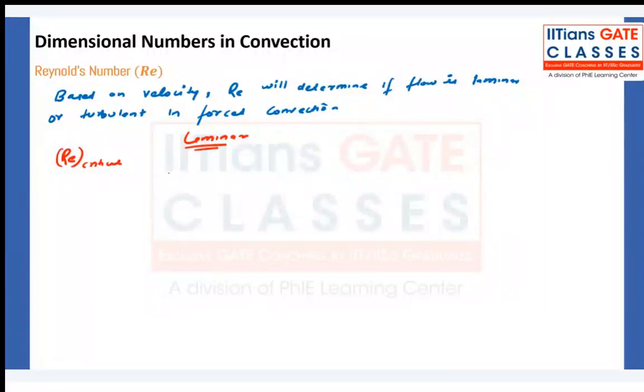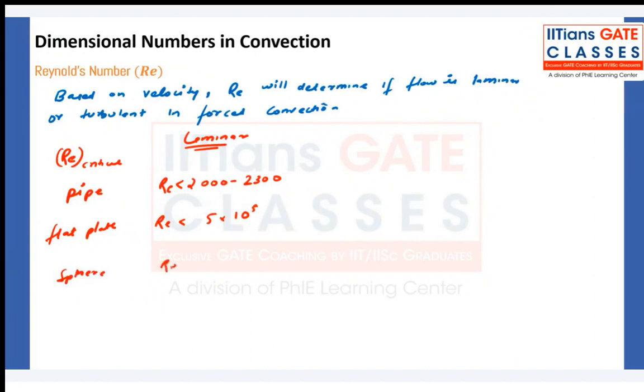So let's talk about pipe. If we are talking about duct or pipe, then Reynolds number should be less than 2000. Sometimes this number is 2300. For flat plate, it should be less than 5 into 10 to the power 5. And if sphere is there, which is not very important, not commonly asked, then it is in the range of 1 to 10. Anyway, let's move on.